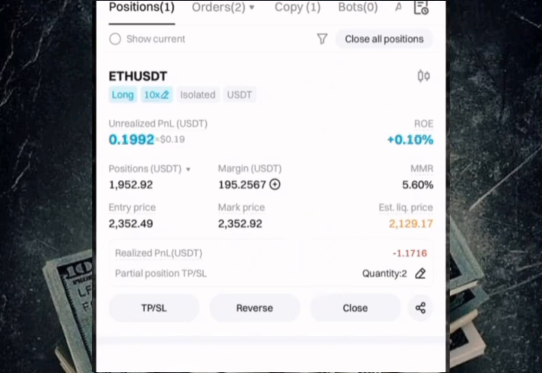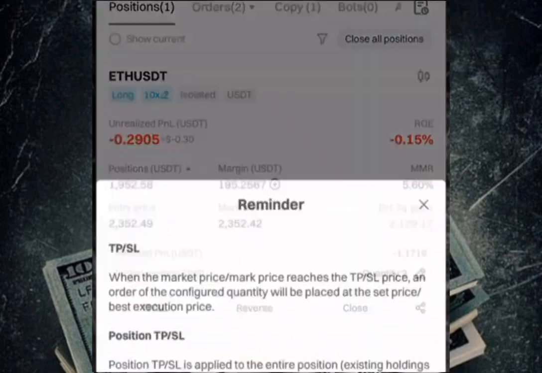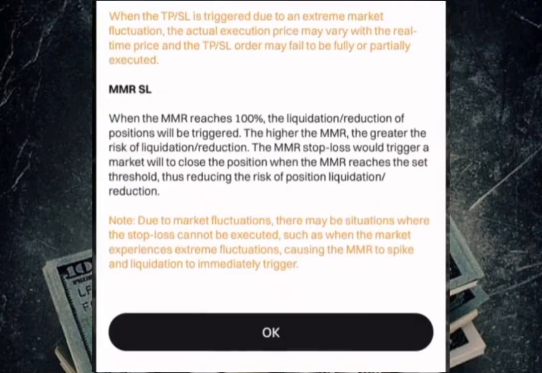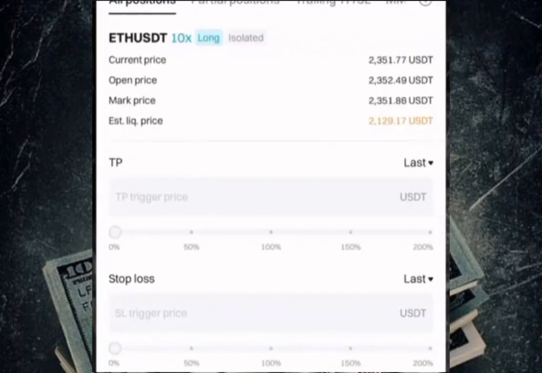But before I do that, I said I'll show you how to set your take profit and stop loss after taking your trade. So let's, for example, we set our take profit and stop loss before entering the trade. Just come right here to where you have TP/SL. And right here at the bottom side of the screen, click on OK. And right here is where you'll be able to set your take profit and your stop loss.